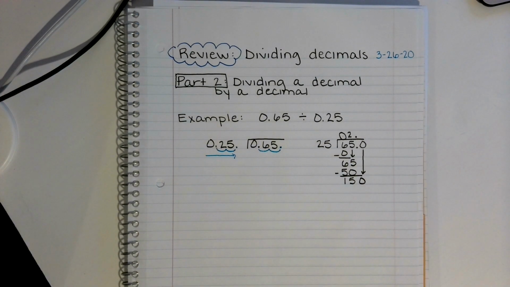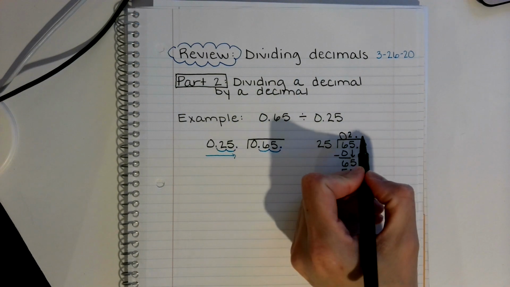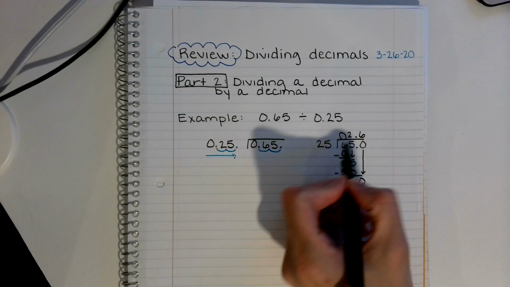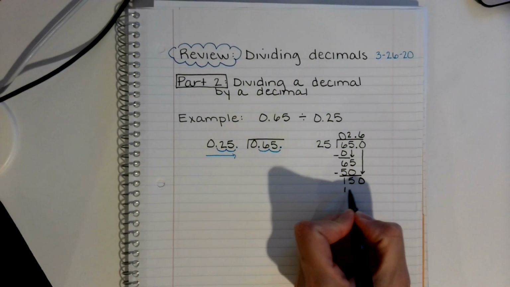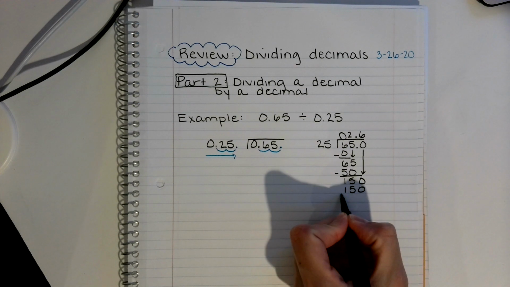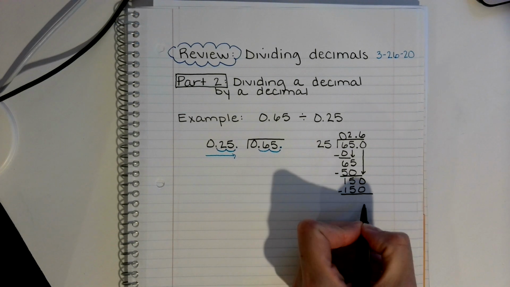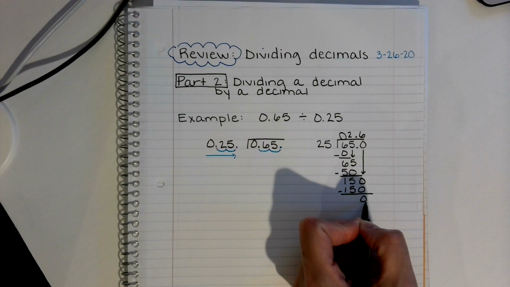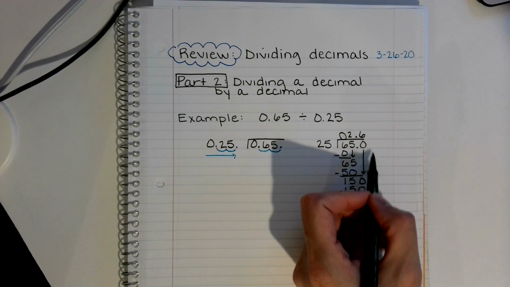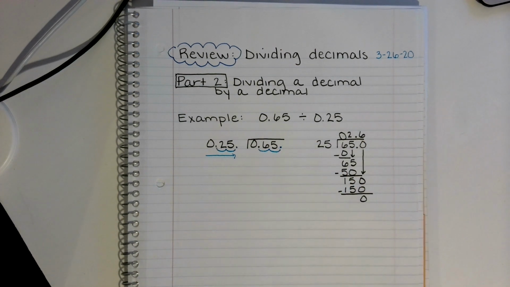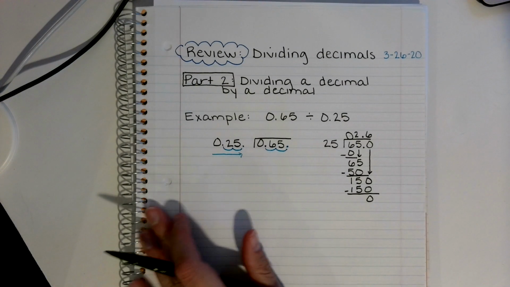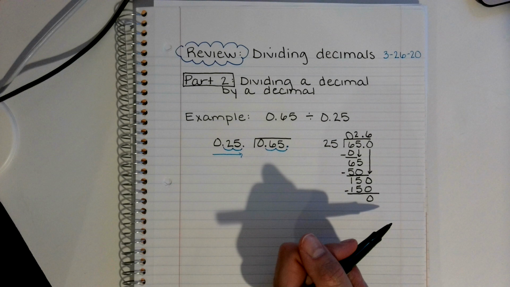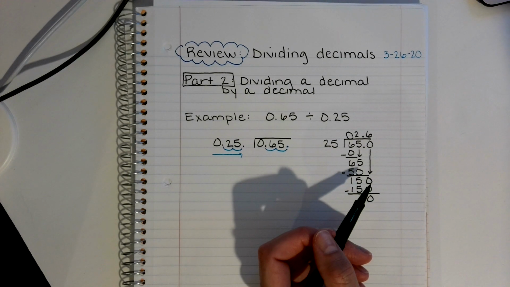So now you have 150. Well, 150 divided by 25 is 6. 6 times 25 is 150. Now, if for some reason you ended up subtracting this and you had another number here, you would add another 0 on and bring it down and keep going on until you exhausted all of them, basically, until you don't have a remainder at all. Because with decimals, you cannot have a remainder.